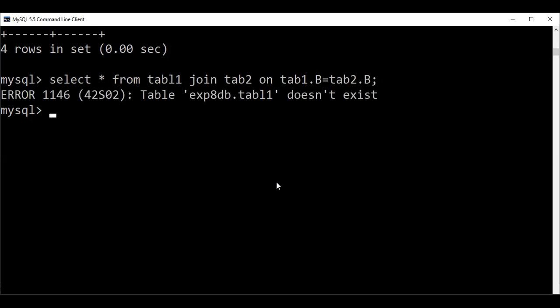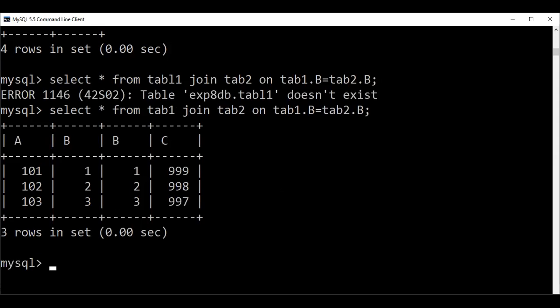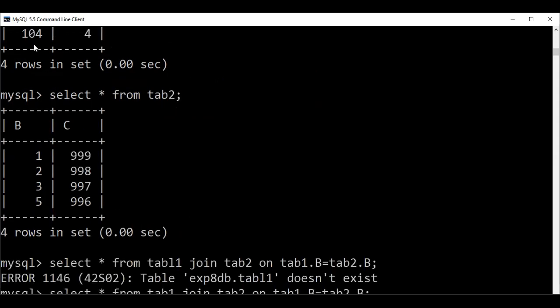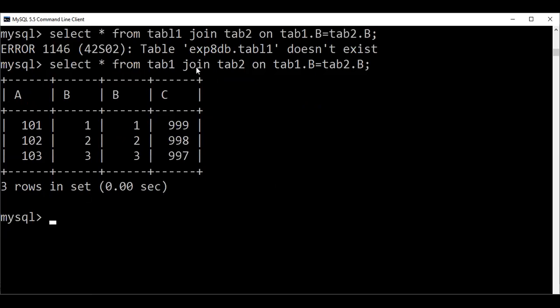Oh, sorry, spelling mistake. TAB1. Okay, so it will give me 3 rows. You can see it is not giving me the details of 104, because 104 is not present in both tables. So that's why it is giving me 3. This is an inner join because I applied join.